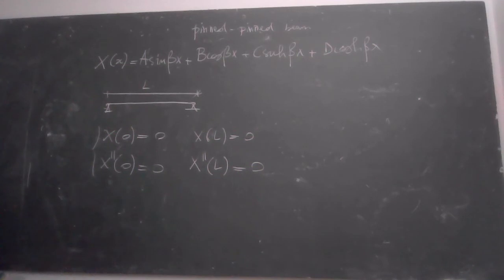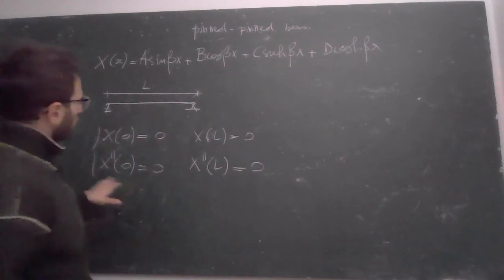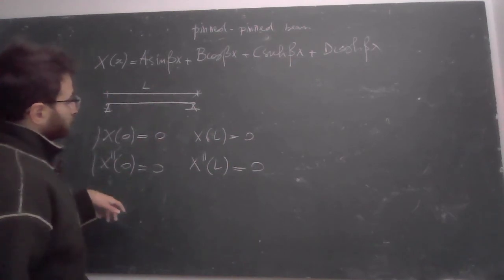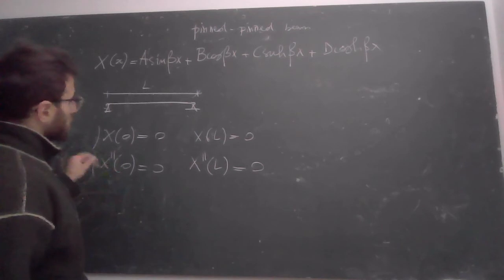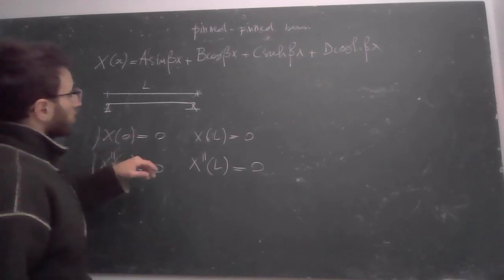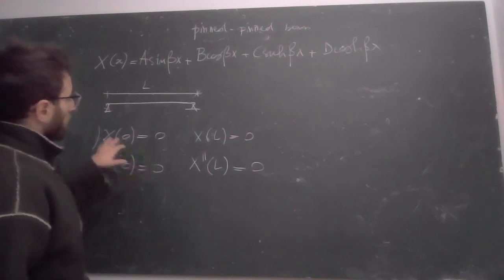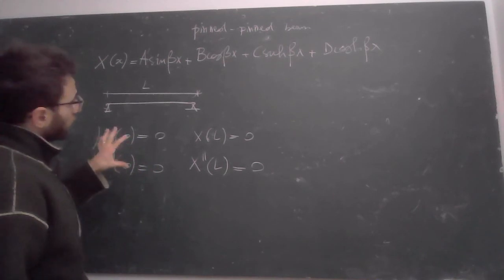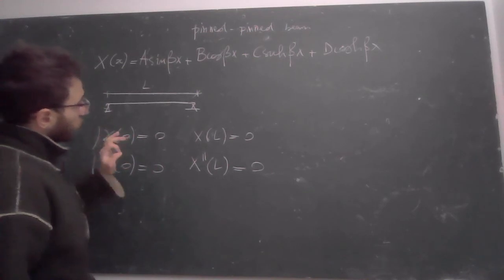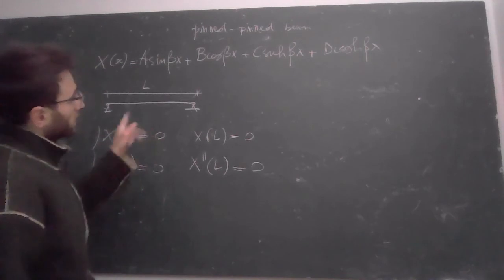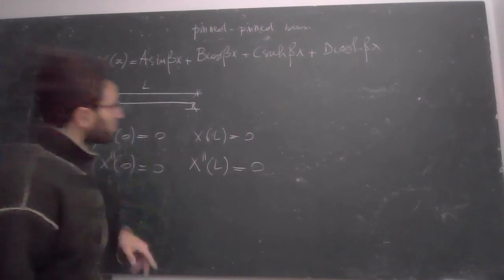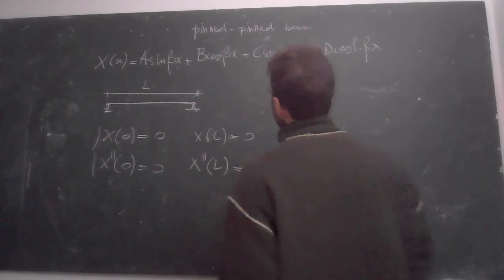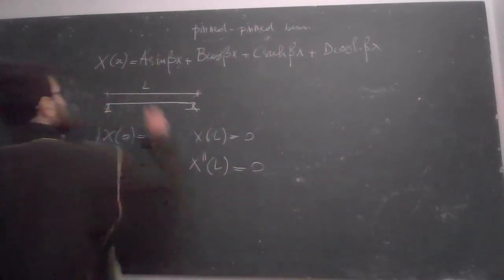So if we make all this, let's start solving it. So X in 0, and then we make the double derivative. Just one term remains in the equation. It is the sine.